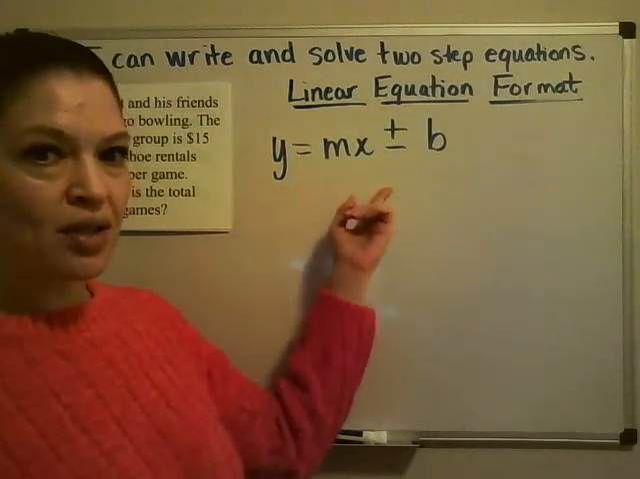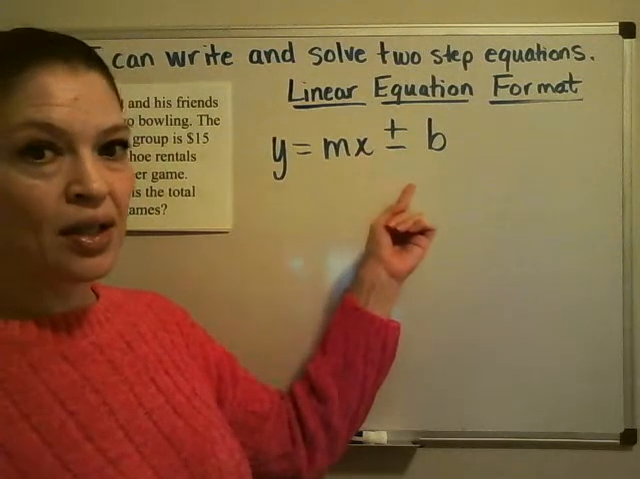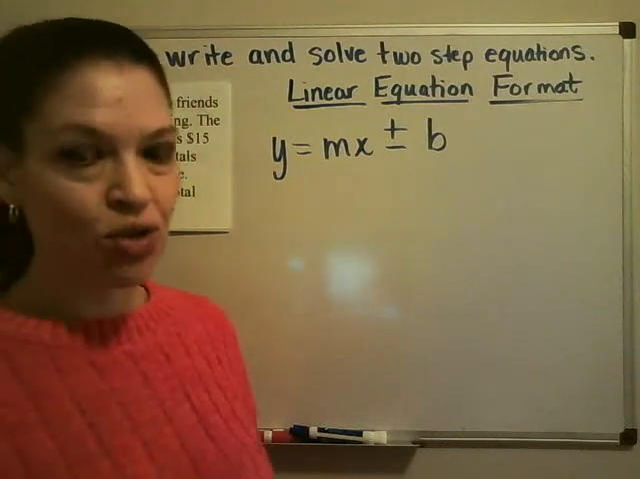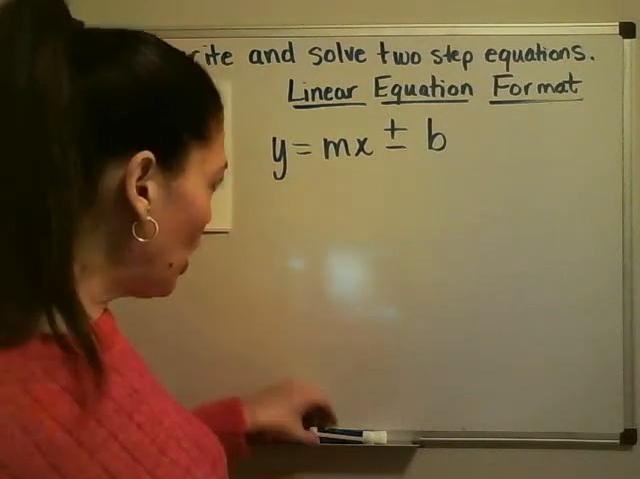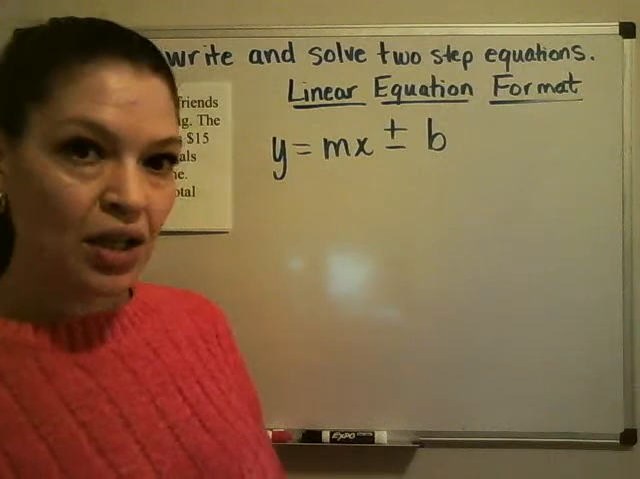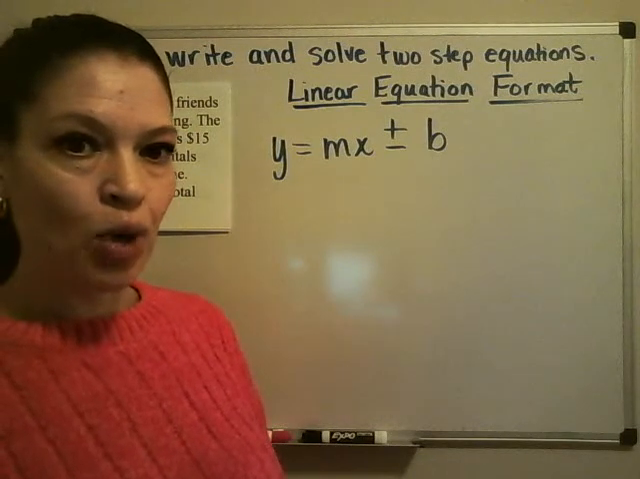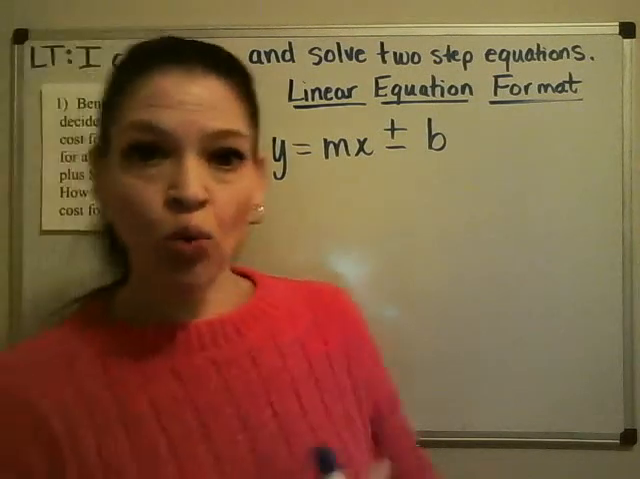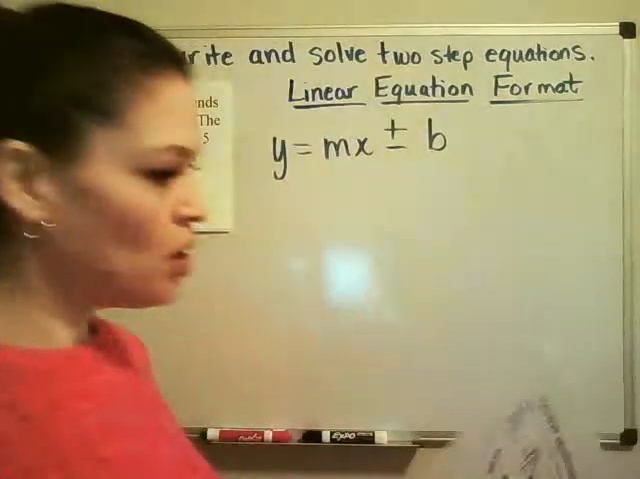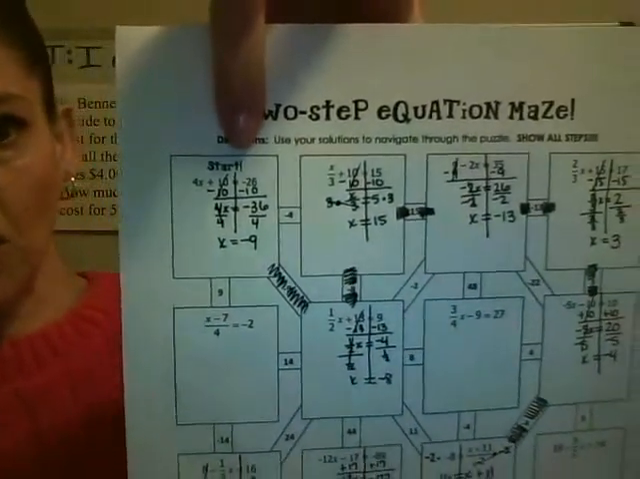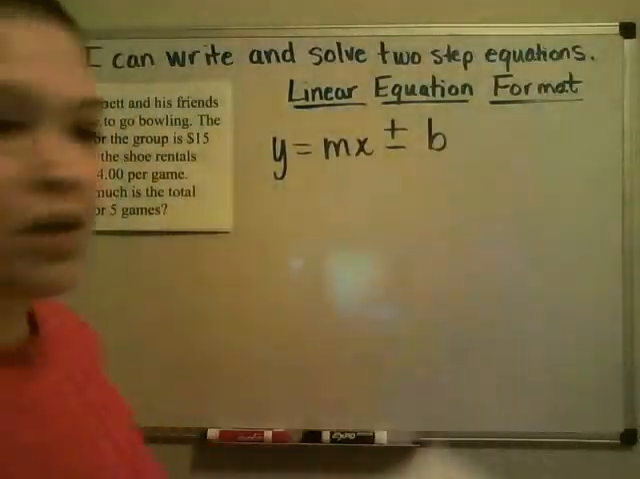All right, so have you ever seen this equation? y equals mx plus or minus b. It's actually called slope-intercept form, but it's really just a two-step equation. So let me throw some numbers in here so that it can make a little bit more sense. I'm just going to pull one from your maze. If you look at the first problem where we started, 4x plus 10 equals negative 26. That would look like this.